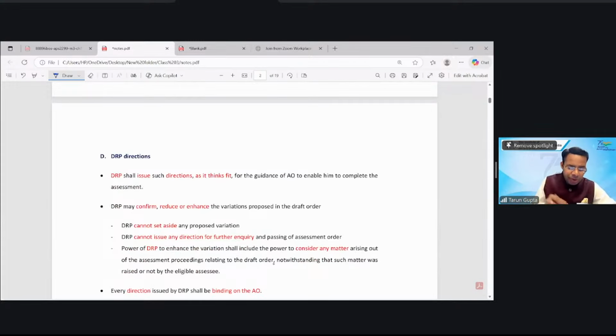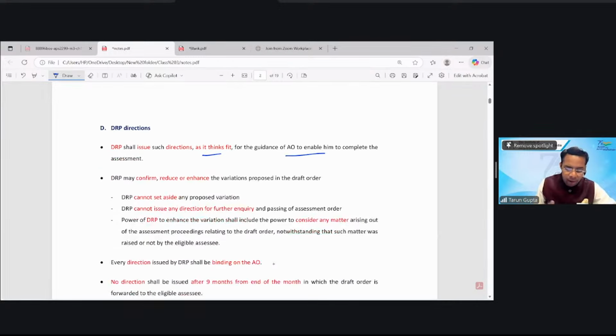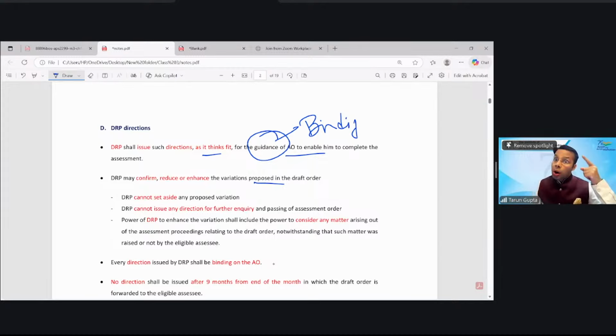DRP direction. DRP shall issue such direction as it thinks fit for the guidance of AO to enable him to complete the assessment. Though it's written guidance of AO, it's binding on AO. Okay. What can DRP do? DRP may confirm, reduce, or enhance the variation proposed in the draft order. Now you understand the meaning of enhance. So either it can confirm that whatever the AO has done is rightly done, or it can reduce or enhance.